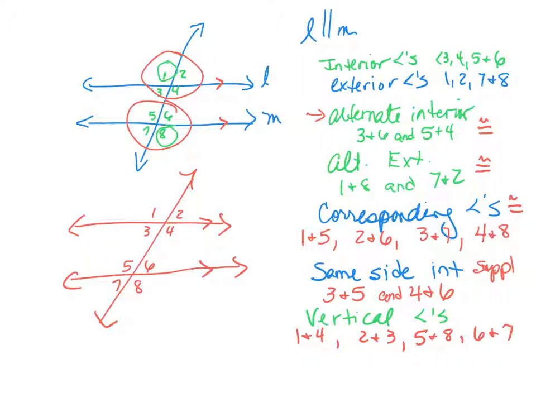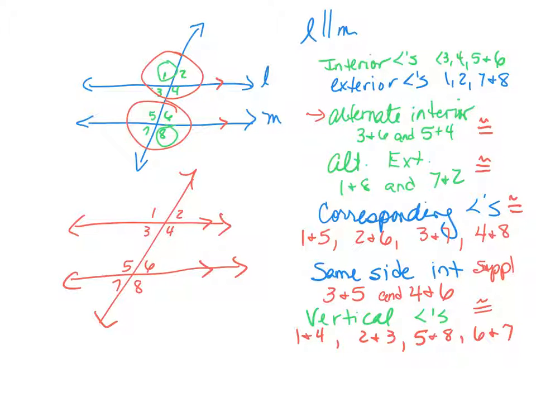Vertical angles are always what? 90. No. What are vertical angles? 180. That's something. Congruent, people. They're always equal. Angles that are across each other on an X are always equal. Okay? So let's look at this.